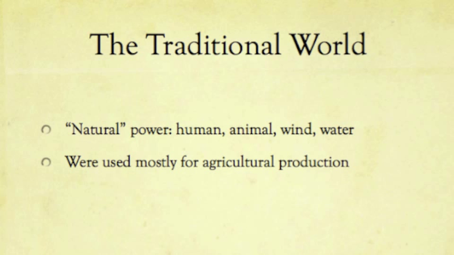Some examples are that power, the way you move things, came from traditional sources like animals and people. In the case of ships, wind, and possibly the limited use of water for turning water wheels. And that power was used to produce food for agricultural purposes. And that hadn't changed for a long time.